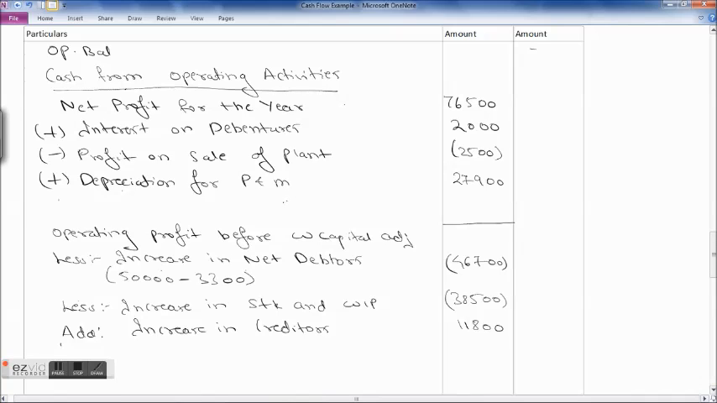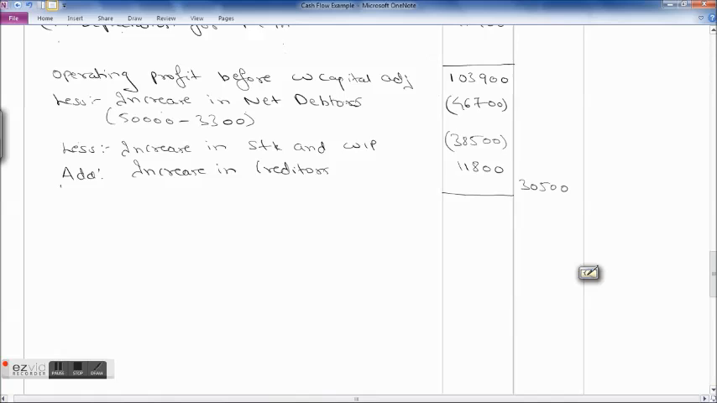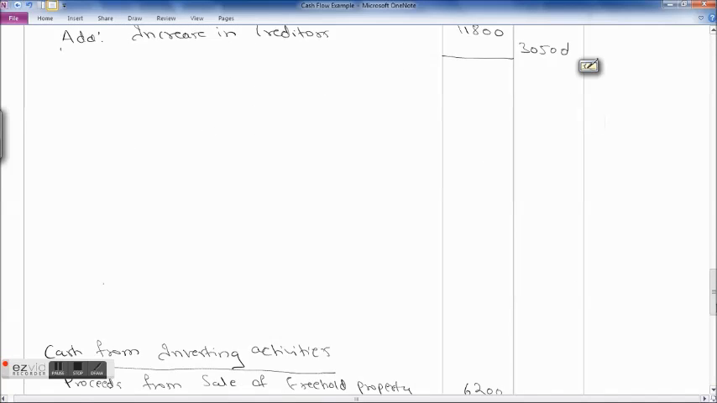Now let's calculate this. 76,500 plus 27,900 plus 2,000 less 2,500. So operating profit before working capital changes is 103,900. Less 46,700, less 38,500, less 11,800. So this gives you 3,500. 3,500 is your net cash inflow. Since it's positive, it is net cash flow from operating activity.